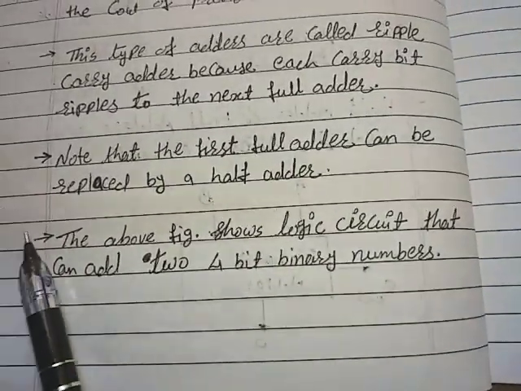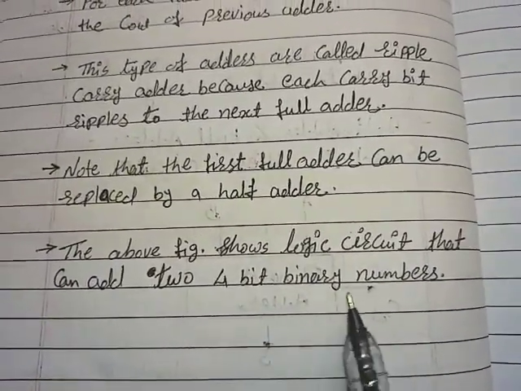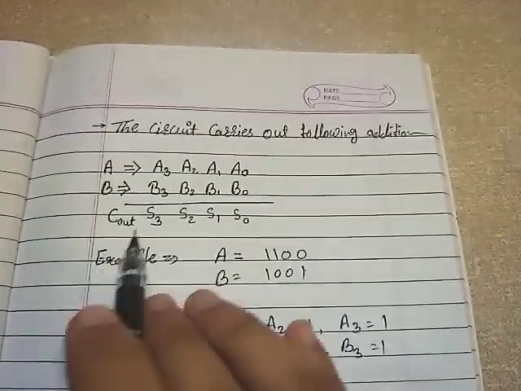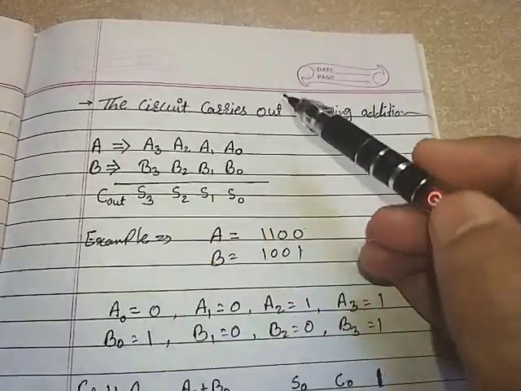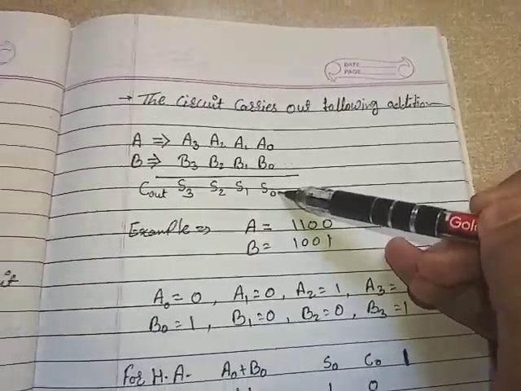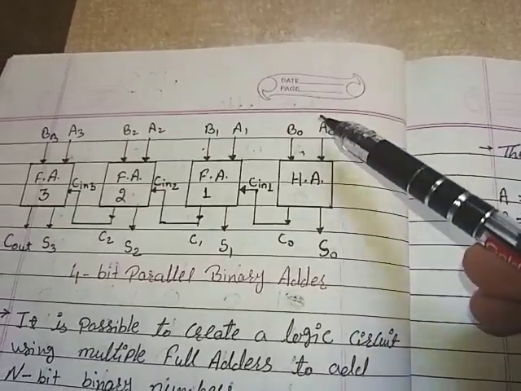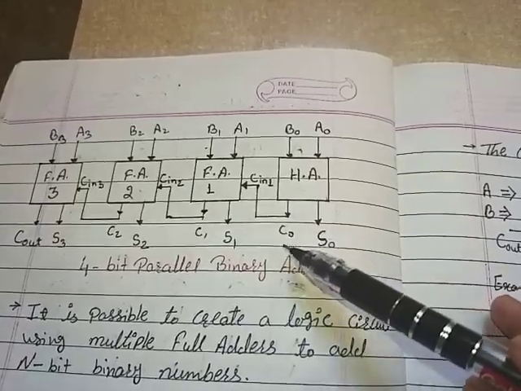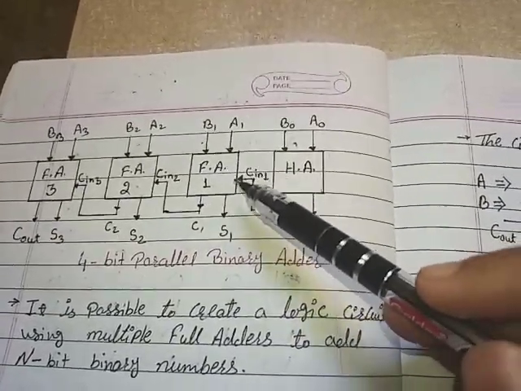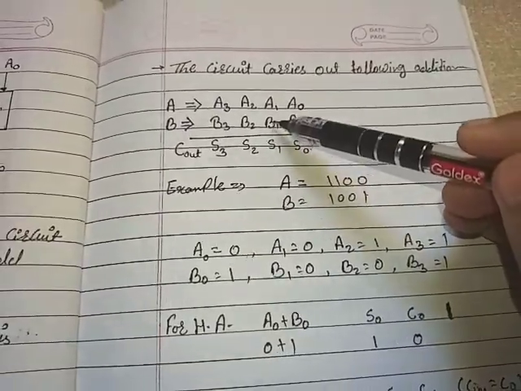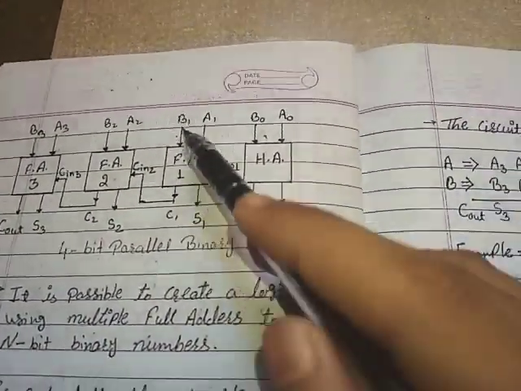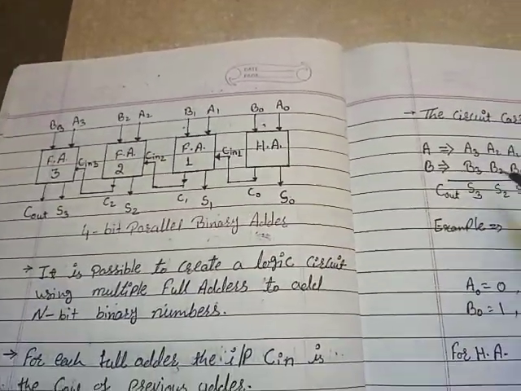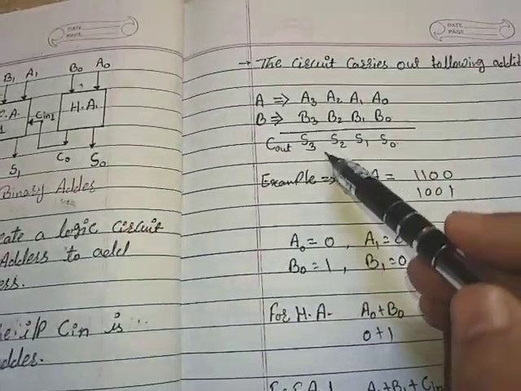Now the above figure shows the logic circuit that can add two 4-bit binary numbers. The circuit carries out the following addition. A0 plus B0 gives me the sum S0. Here are two inputs A0, B0, and the carry is C0, which is carried forward as C in to the next adder. Then A1, B1, and C in 1 are added through the full adder, which gives me S1, then S2, then S3 and C out.